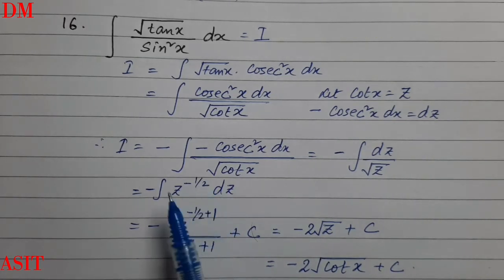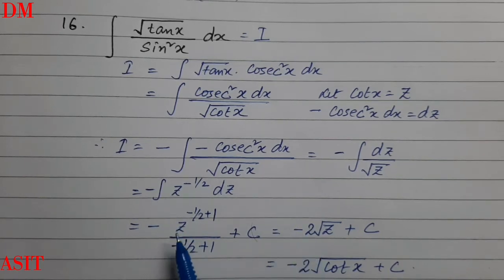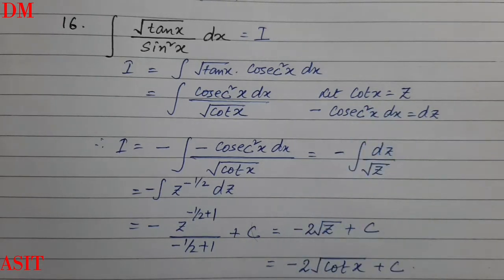Now integration of z to the power minus half is, minus outside, z to the power minus half plus 1 by minus half plus 1. Minus half plus 1 will become half, so there will be half in the denominator, and this half will come as a 2 in the numerator. So minus 2, and z to the power half is root z, plus c. As z is equal to cot x, it will be minus 2 root cot x plus c.